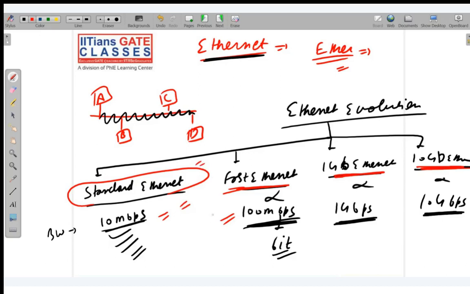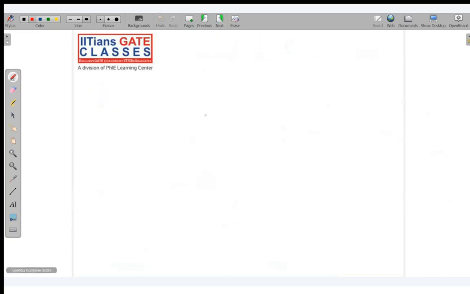Take the snapshot. I will jump to the next slide, and now we are going to start the detailed version of standard Ethernet. Okay, the detail of standard Ethernet we are going to start. Take snapshot. Done. Okay, so first of all we will study the IEEE 802.3 MAC frame.